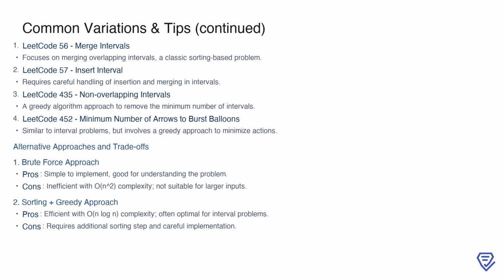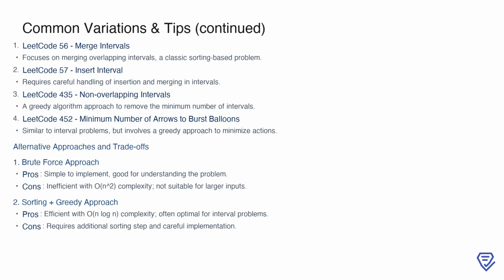LeetCode 435, Non-Overlapping Intervals, uses a greedy algorithm to find the minimum number of intervals to remove in order to eliminate overlaps. Lastly, LeetCode 452, Minimum Number of Arrows to Burst Balloons, applies a similar greedy approach but shifts the focus to minimizing actions required to cover all intervals. Each of these problems highlights different facets of interval manipulation and provides opportunities to practice alternative approaches.